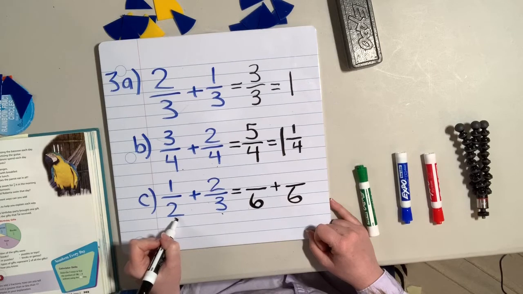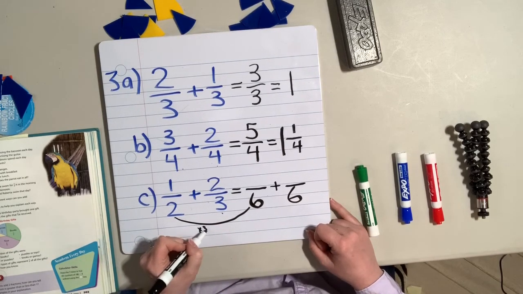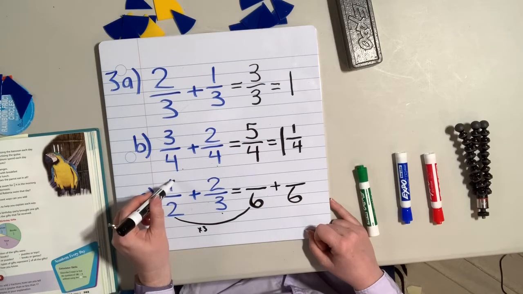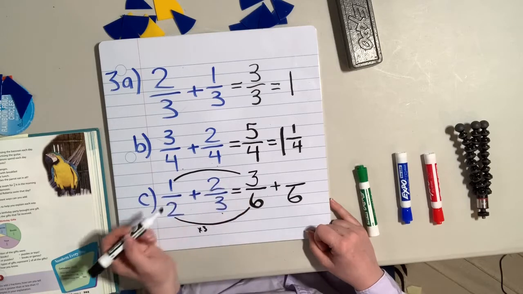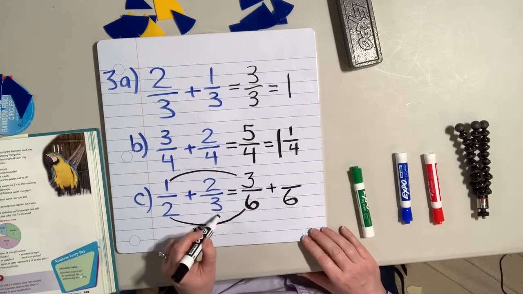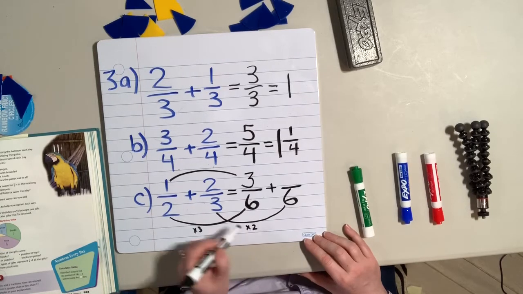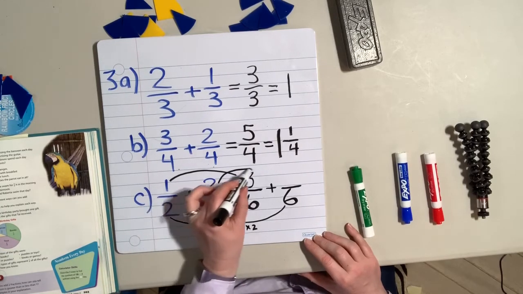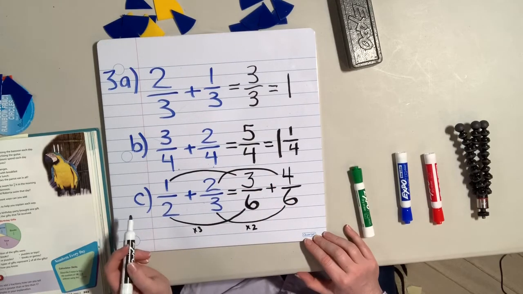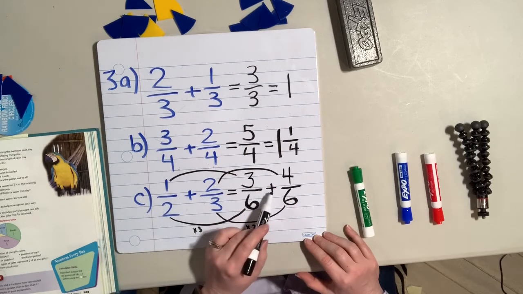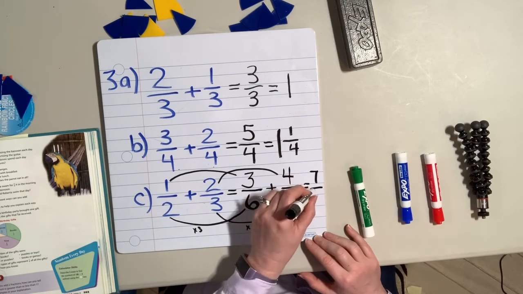So what did I do to get from 2 to 6? I multiplied it by 3. So I need to do the same thing to the numerator. So 1 times 3 is 3. What did I do to get from 3 to 6? I multiplied it by 2. So I need to do the same to the numerator. 2 times 2 is 4. Now I can add these up. 3/6 plus 4/6 equals 7/6's.